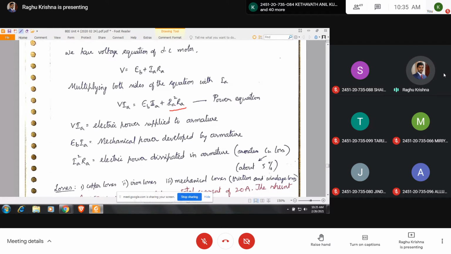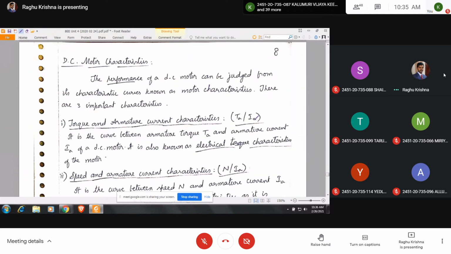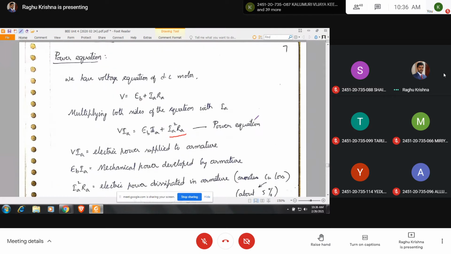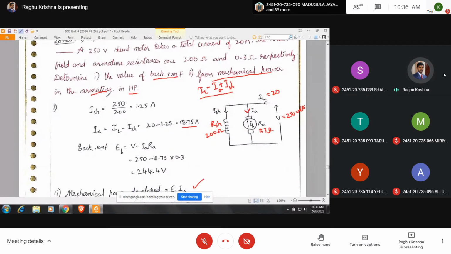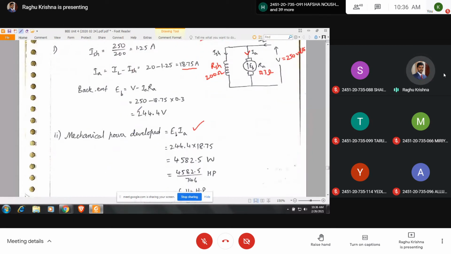So what about the remaining energy? EB into IA is the mechanical power developed by the armature. So here, gross mechanical power in the armature. From this, if you subtract the friction losses, you are going to get the mechanical power output.